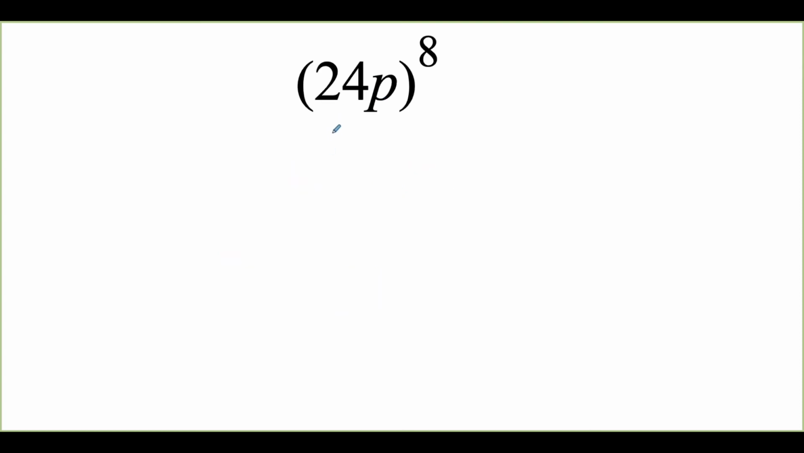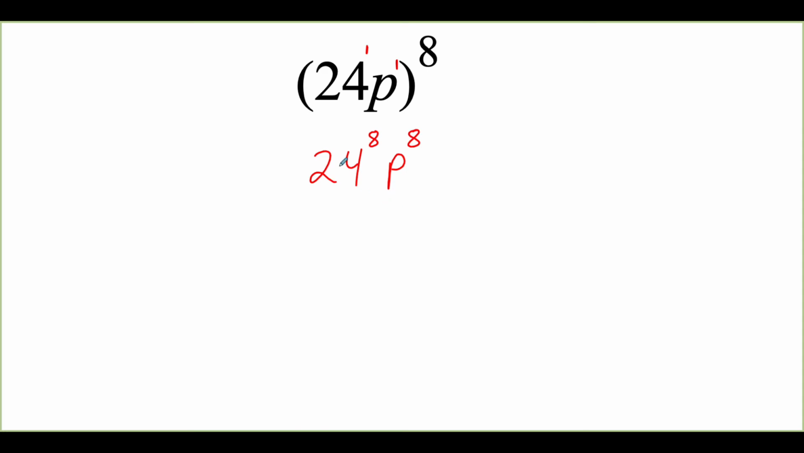So taking a look at this example, we have 24p being raised to the 8th power. Now there's no power on the 24, so that's an implied power of 1. And there's no power on the p, so that's also an implied power of 1. So when we multiply the exponents, we have to make sure that we're multiplying both of these exponents by the 8. So we're going to get 24 to the 8th power, and we're also going to get p to the 8th power.